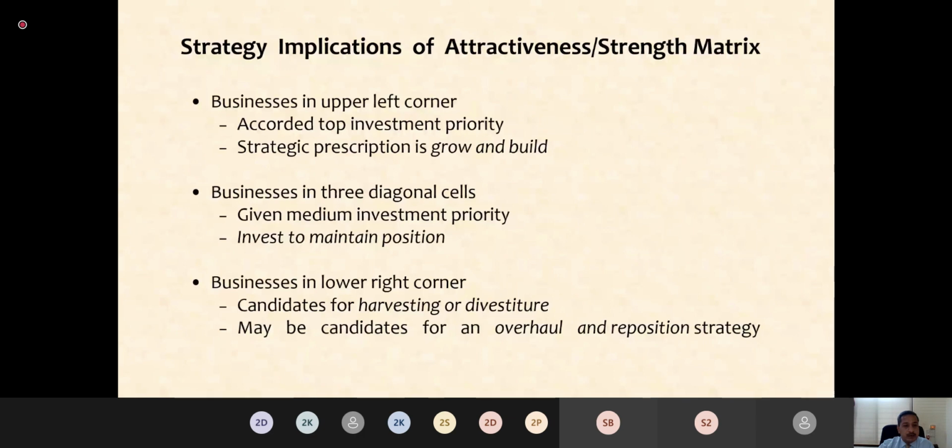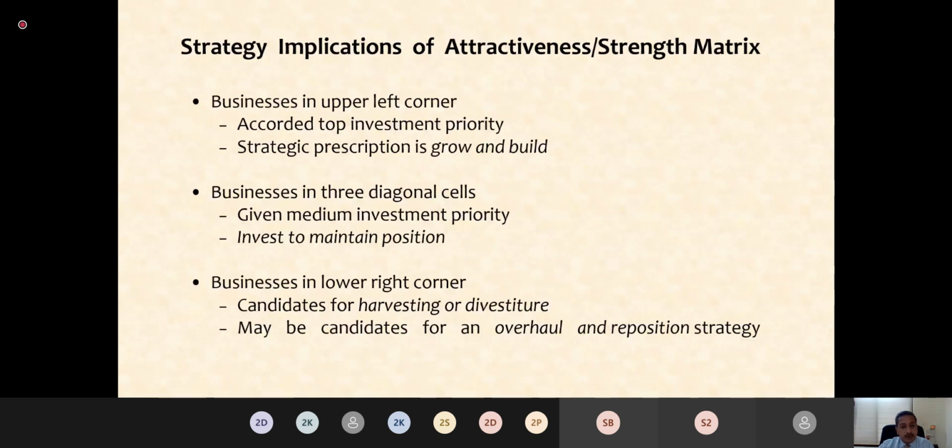The second type of businesses are those marked by the yellow zone, which have medium investment priority. Medium investment priority should be given to such business units, and we have to invest only that much which can maintain our position. So that is the implication for those yellow marked cells.